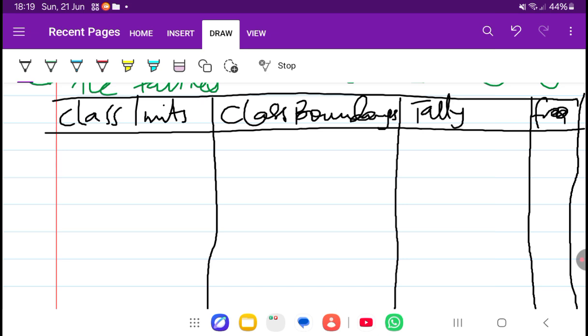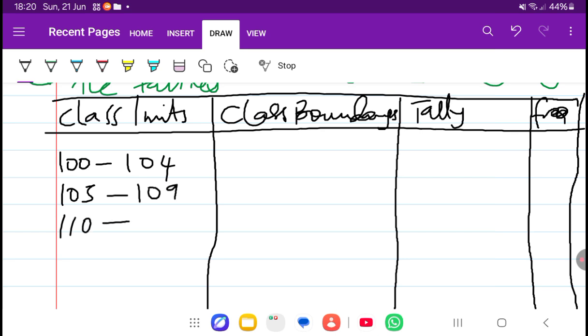So we said we are starting with a class of 100 to 104. This is 105 to 109. From here, I add a 5 here, I add a 5 this side. This is 110 to 114, 115 to 119, then 120 to 124.